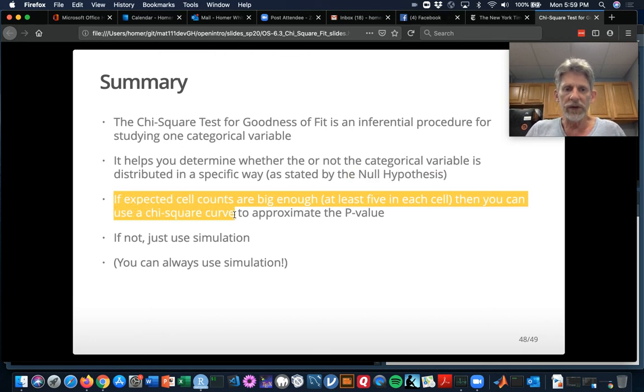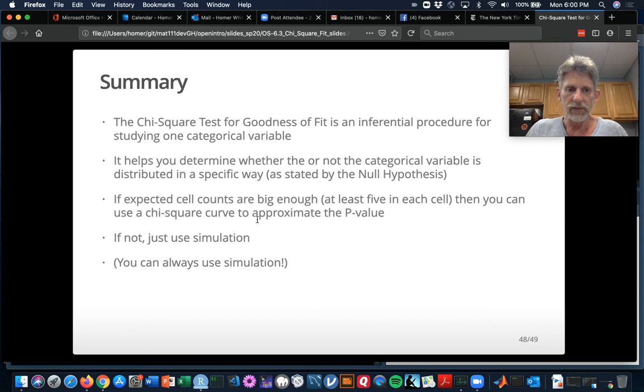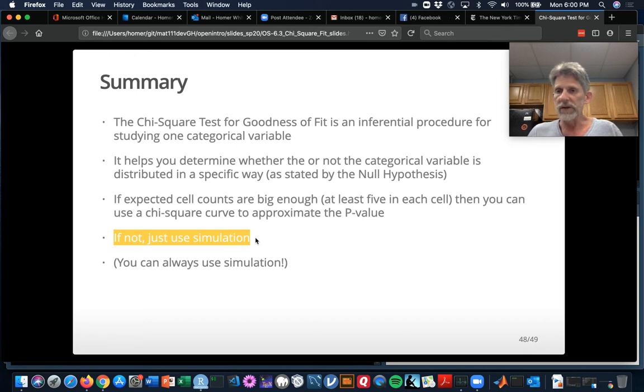If your sample got big enough so that the expected counts in each cell were at least 5, then you don't have to use simulation to approximate a p-value. You could use the chi-square curve that R works with for you to approximate the p-value. But if your sample is not big enough, just go ahead and use simulation. Simulate.p.value equals true, set the number of simulations B to several thousand, and go ahead.